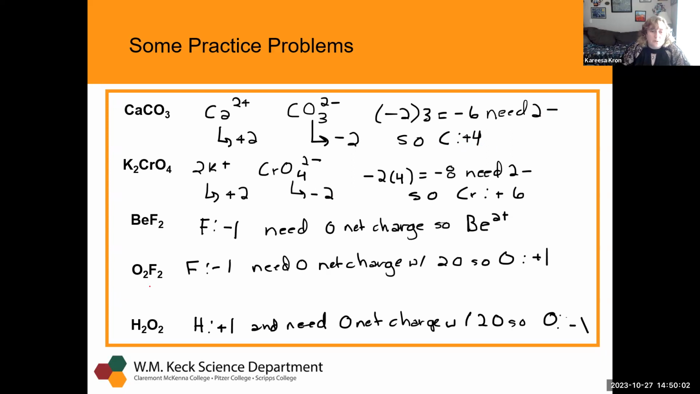If we look down at O2F2, it's a little interesting because our fluorine is the first thing that we assign, and it has an oxidation state of -1. And since we have 2 fluorines with -1 for each of them, and we need to have a net charge of 0 with 2 oxygens, we actually have to set oxygen as +1 in order to balance out this compound. And so these are just some samples you can walk through of how we use this set of rules to determine oxidation state. And it's something we'll practice more on the worksheet in class.